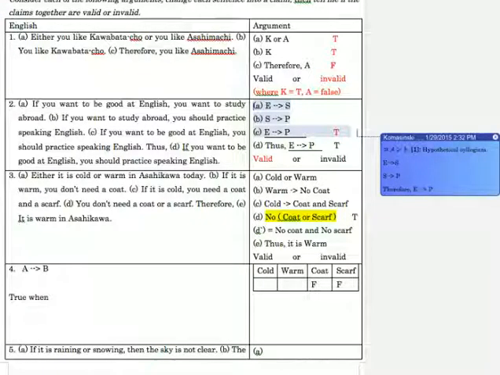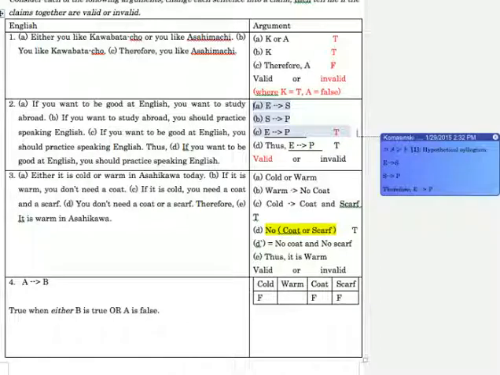True when either B is true or A is false. So anytime that A is false, it's true. Anytime that B is true, it's true. So in our case, the right-hand side is false because coat is false and scarf is false. So the only way to make this true is also to make cold false. All right, so I made this one true.